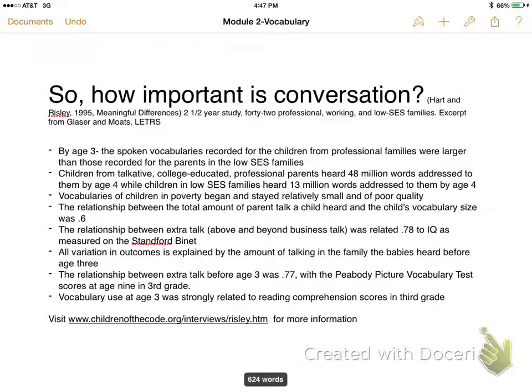Wow. That should make us recognize the value of conversation with young children. Now, what do we do when children come to school and they don't have the conversation that they need? We talk. We spend time talking to these children.